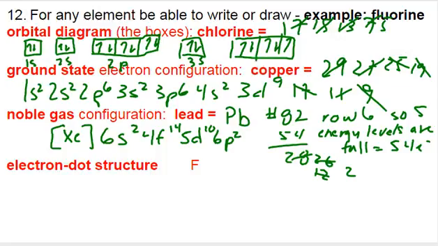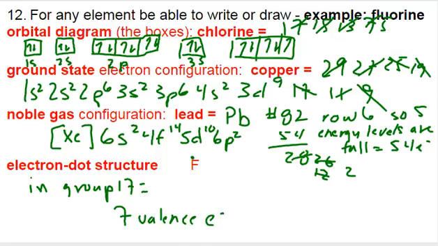Okay? So the electron dot structure for fluorine, if you find fluorine, what group or family is fluorine in? Yeah, it's in family 17. So group 17 means 7 valence electrons or 7 dots. So you put 1 on each side and then you start doubling them up.